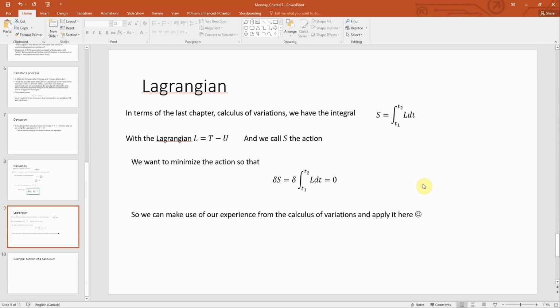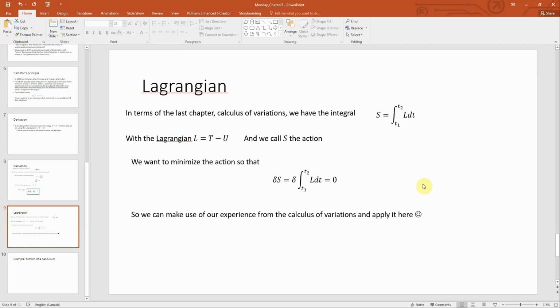Okay, so as I said, in terms of last chapter, we have the calculus of variations. We have this integral S equal to the integral from t1 to t2 of this Lagrangian dt, where L equals T minus U, and we call S the action. We want to minimize the action, so that means this delta S notation, if you remember that from last week: delta S is equal to delta of the integral from t1 to t2 of L dt, equals 0.